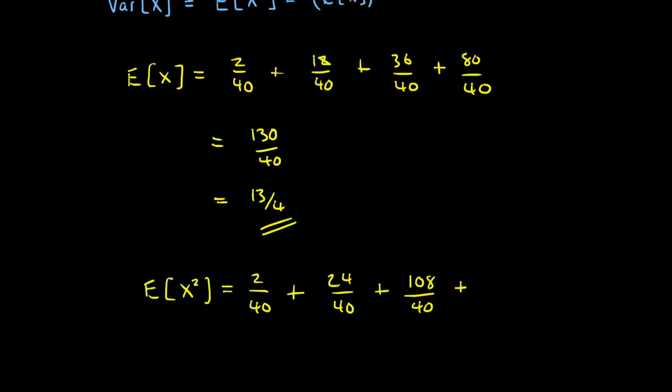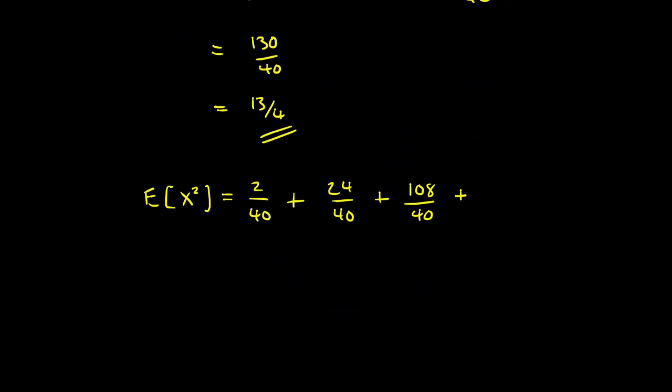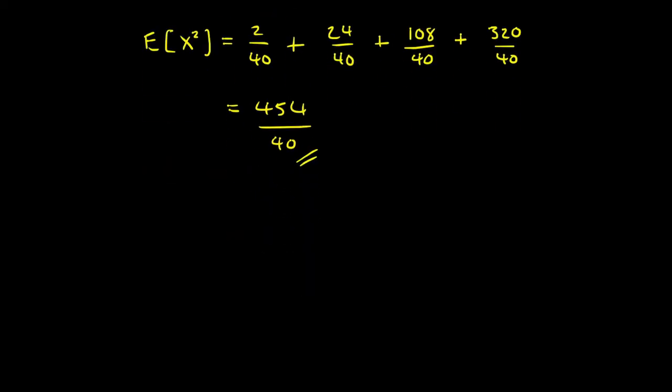And lastly, we'll have 4 squared, which is 16, times by 20, which is 320. So there we get 320 upon 40. Okay, so then if we add up all of these values, I think that gives us 454 upon 40.